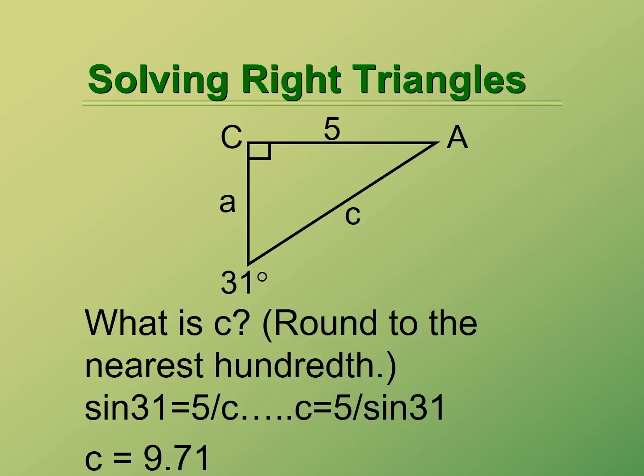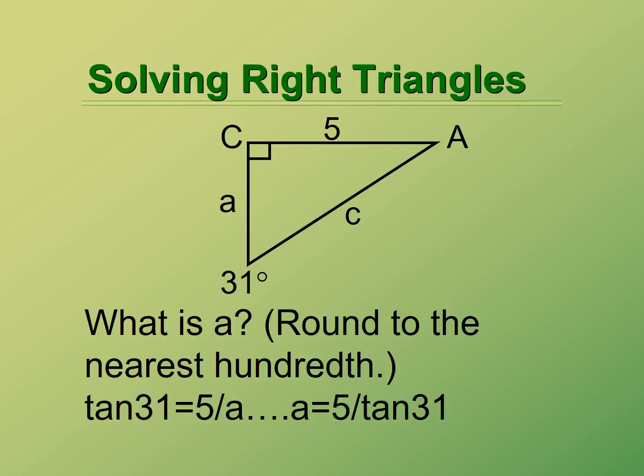However, our directions say round to the nearest hundredth, which means we're going to look at the thousandth place, which is an 8 on the calculator. So the 8 rounds up, which changes that 0 to a 1, which gives us the answer of 9.71.